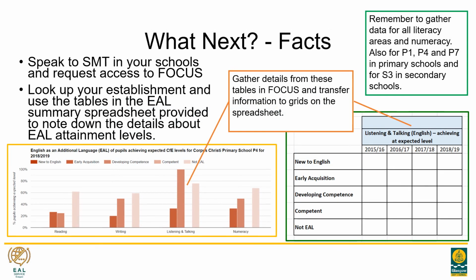So what would we like you to do with the facts section? We would like you to speak to the senior management team in your school and request access to Focus. Look up your establishment and use the tables in the EL summary spreadsheet provided to you to note down the details about EL attainment levels. You can gather the details from these tables or the charts provided in Focus and transfer the information to the grids on the spreadsheet. Remember, if you're in primary, to gather all the details for literacy and numeracy for Primary 1, Primary 4 and Primary 7. In secondary schools, it's for S3.